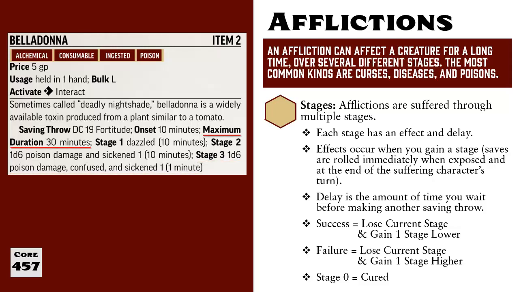And the final key stat that we should talk about is maximum duration. As you might suspect, this is the longest period of time that you can be infected by an affliction. An important note here is that the maximum duration does not include the time spent during the onset period. It only covers the amount of time you're actually suffering from the affliction. If an affliction has an onset period of 30 minutes and a maximum duration of 2 hours, then 2.5 hours after you fail your initial saving throw, the affliction wears off.